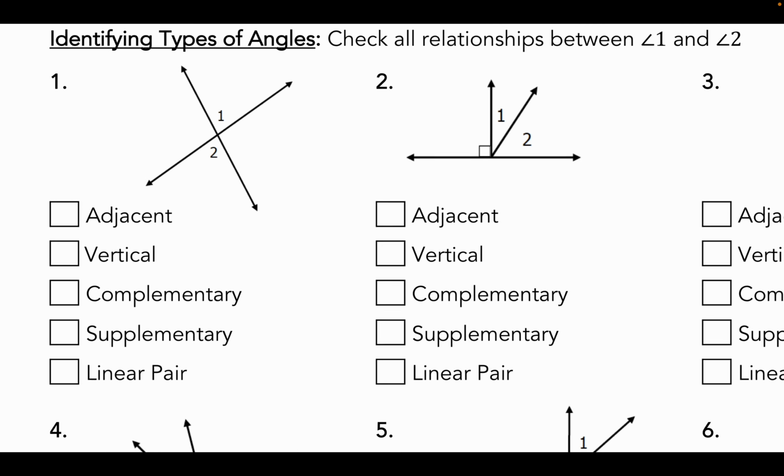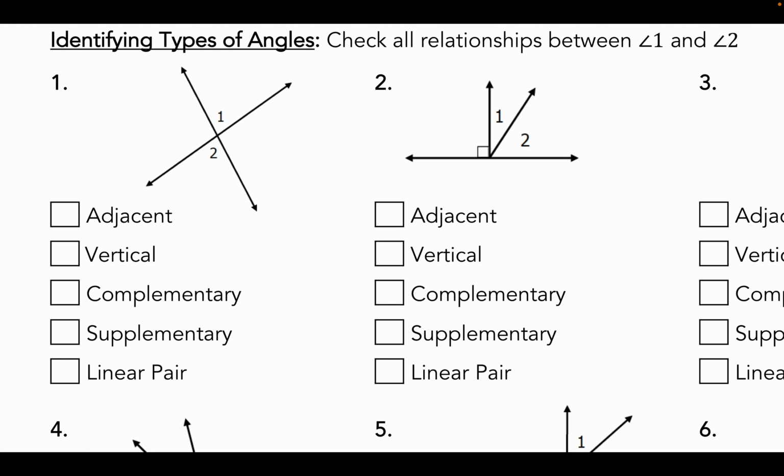So in number 1, we have angles that are across from each other on intersecting lines. These are vertical angles. So we know that these two angles would be congruent. They are not adjacent. We don't know anything about the measures, so we don't know if they are supplementary or complementary. And again, they have to be adjacent and supplementary to be a linear pair.